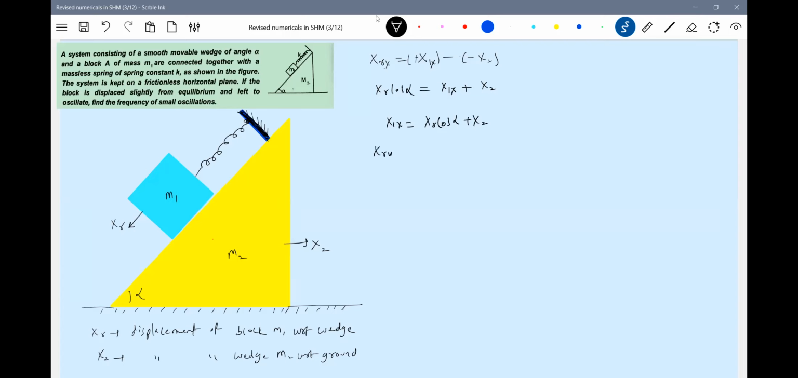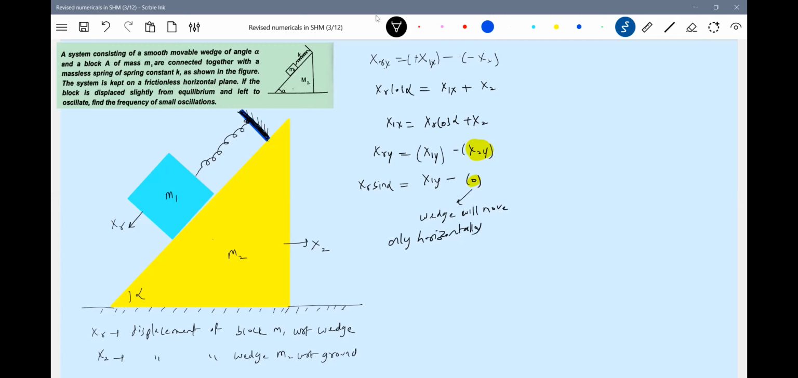Similarly, xry, the displacement of the block with respect to the wedge along the y-axis, should be equal to the displacement of the block with respect to the ground along the y-axis minus the displacement of the wedge with respect to the ground along the y-axis. This will become xr sin alpha. The unknown thing will be 0. Why 0? Because the wedge will not move along the y-axis. The wedge will move only horizontally. That's why it is 0.